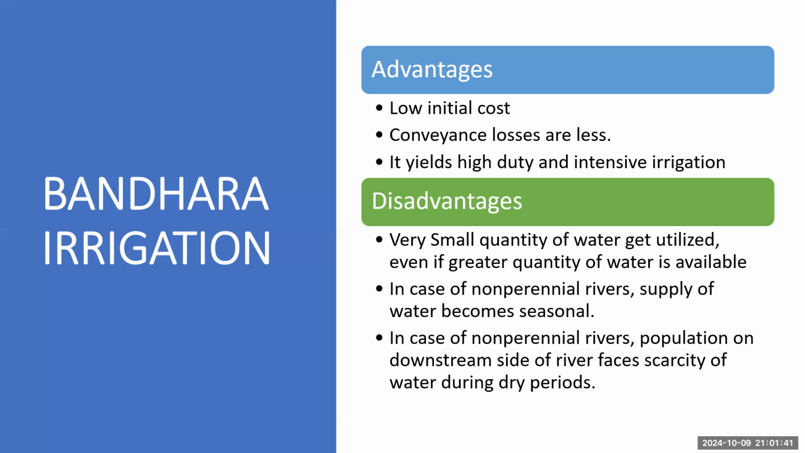Second is disadvantages. What are the demerits or limitations of this? In this Bandhara irrigation, a very small quantity of water gets utilized, even if a large quantity of water is available in the river. In case of a non-perennial river, supply of water becomes seasonal. The population on the downstream side of the river faces scarcity of water during the dry summer season. If this Bandhara is constructed, the water is stored on the upstream side and there is no water downstream. So there is a threat to the downstream population, who may face scarcity of water in the dry season.